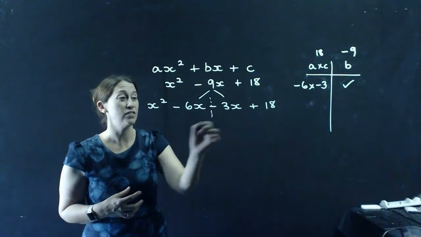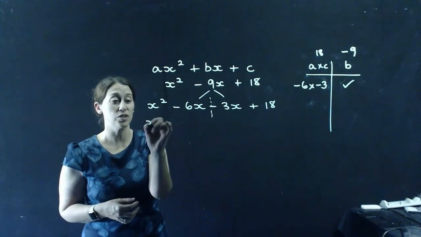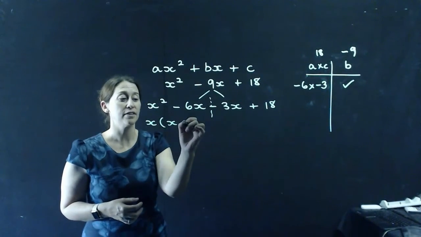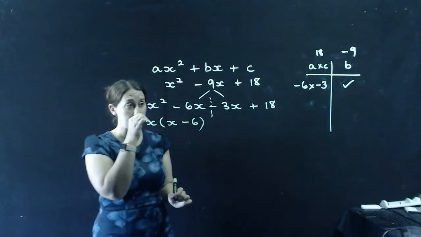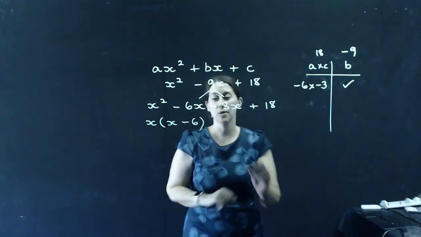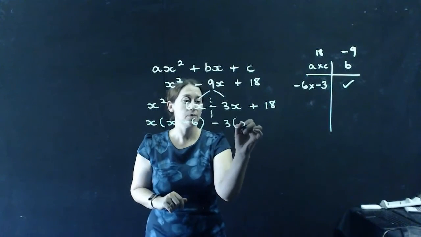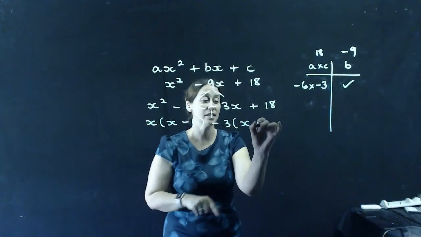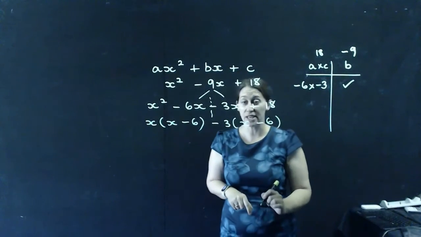I'm going to pull out a common factor of x within these two terms. So x times x gives me x squared, and x times negative 6 gives me negative 6x. Pull out negative 3 as a factor here, and I multiply that by x to give me this term, and then I multiply negative 3 by negative 6 to give me positive 18.